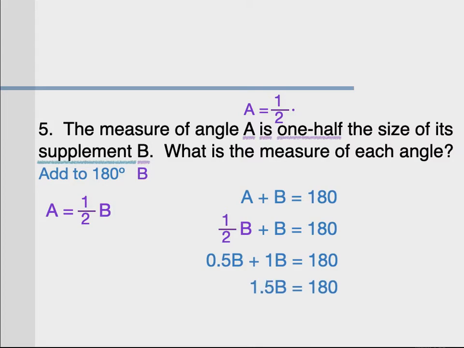And to solve for B, you would divide both sides of your equation by 1.5. B equals 120 degrees. Now you could say, well, if I know what B is, I could plug that in for B in my other equation. 1/2 times 120, or really just 120 halved, divided by 2, A equals 60.